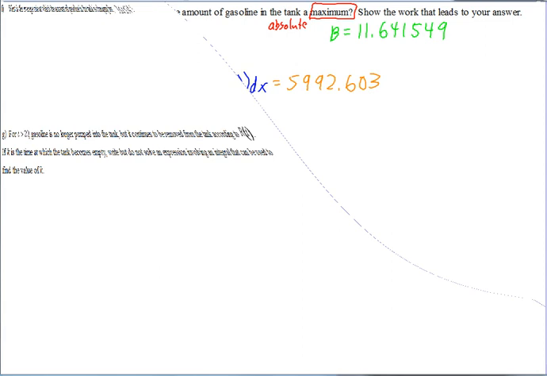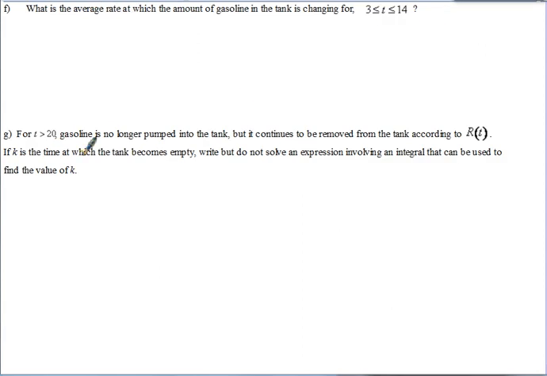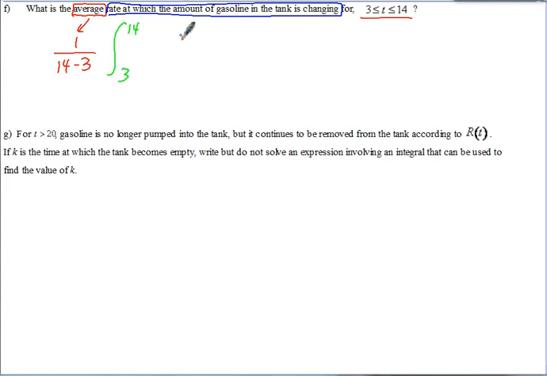Okay, let's take a look at the next part. It says, what is the average rate at which the amount of gas in the tank is changing? So again, there's that keyword average. And here's our interval from 3 to 14. So we start off with 1 over 14 minus 3, times the integral from 3 to 14 of whatever you want the average of. In this case, it's the rate at which the amount of gas in the tank is changing. So it's the overall rate, so we need both W of t minus the rate it's being removed, R of t.